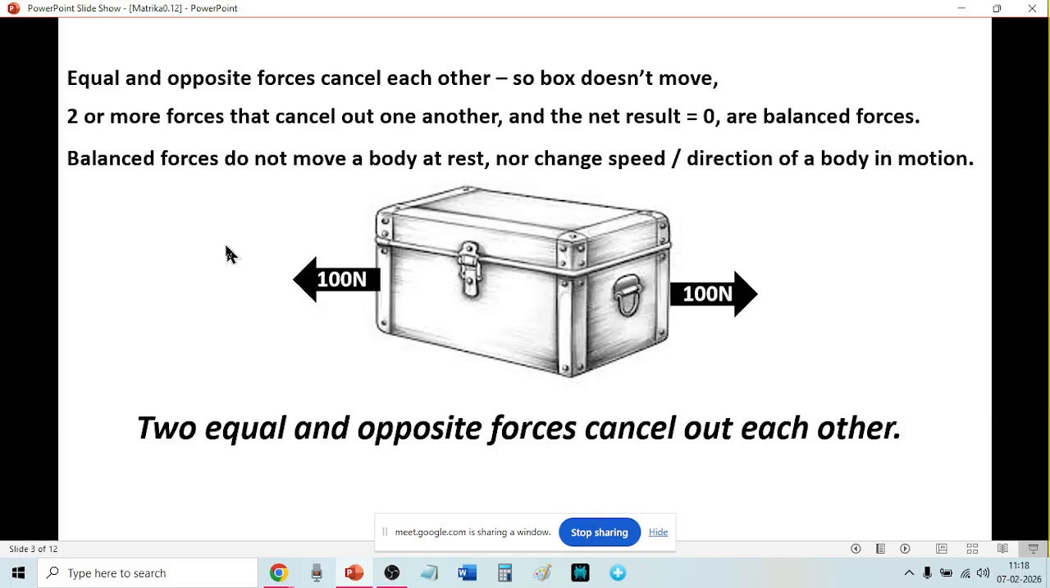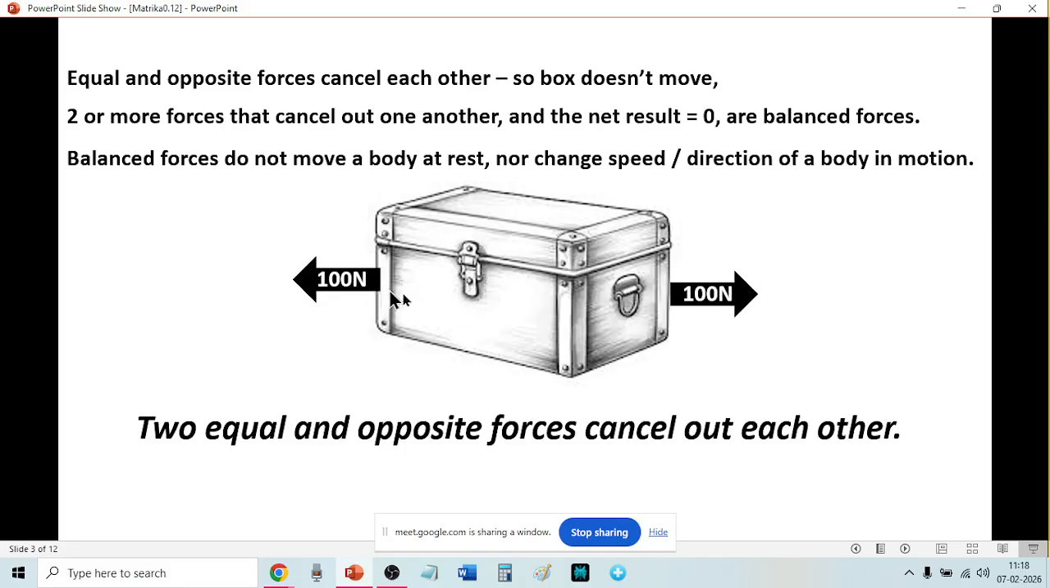Balanced forces do not move a body at rest. Balanced forces do not change speed or direction. Balanced forces do not do anything. Balanced forces cannot move a body at rest. Balanced forces cannot change the speed. Balanced forces cannot change the direction of a body in motion. Balanced forces means the total effect is 0.